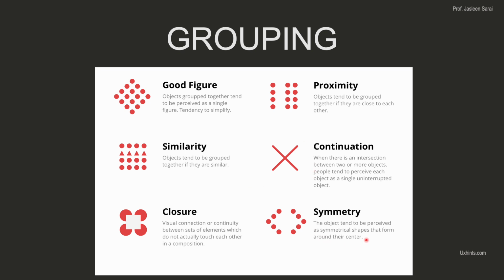And then symmetry. Whenever we use symmetry, like bilateral symmetry or radial symmetry, it creates new shapes for us, right? So instead of this being a bunch of circles, we see this as a diamond or a triangular shape with a shape in the middle. Okay, so again, it's all about manipulating what the viewer is seeing by placement.